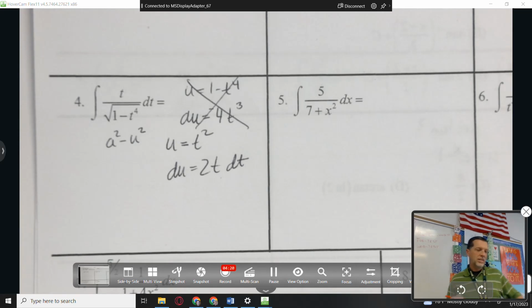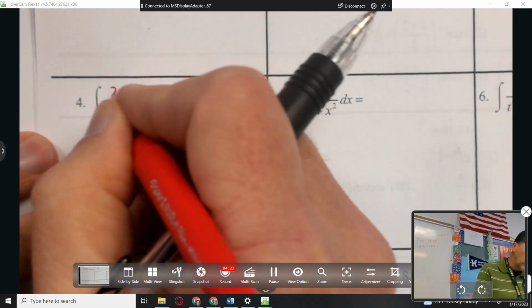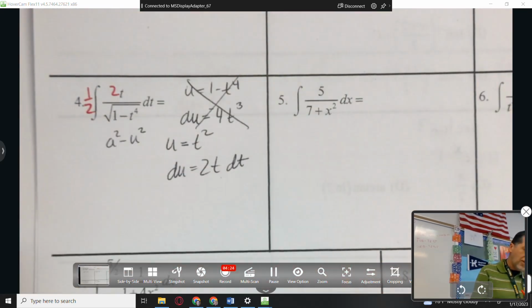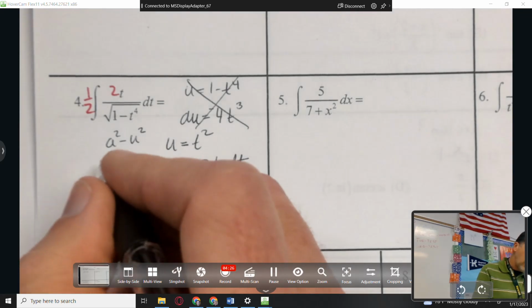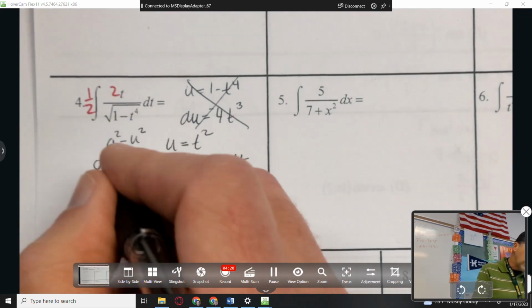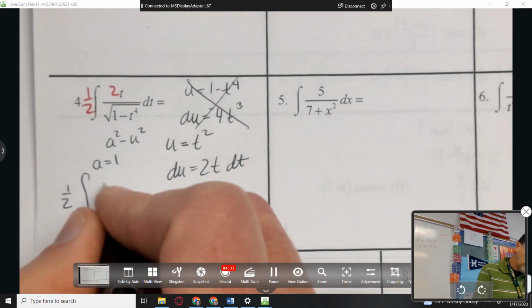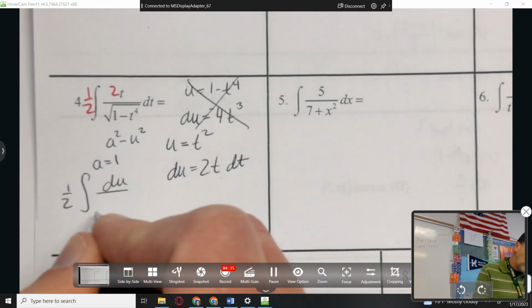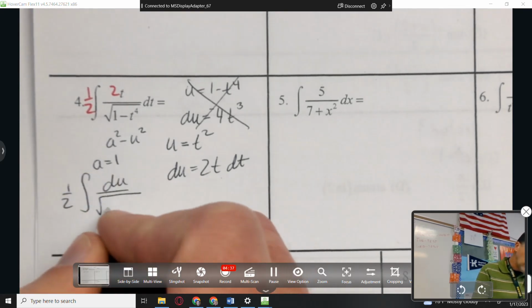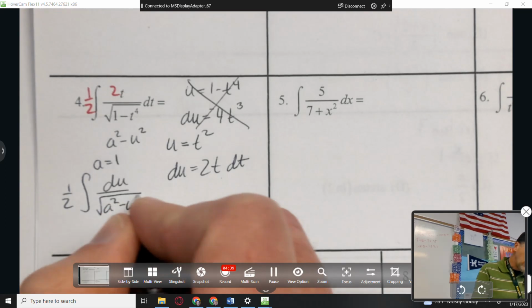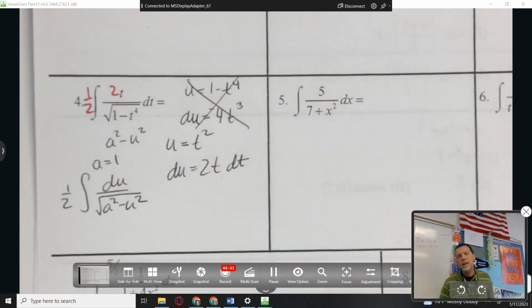Do we like that for a du? That's great news. All it needs is a 2 and a 1/2. And then a equals 1, if you want to put that in there. So 1/2 antiderivative du over the square root of a squared minus u squared. That's exactly arc sine. But you couldn't have gotten there unless you recognized arc sine from the get-go and started walking that path.